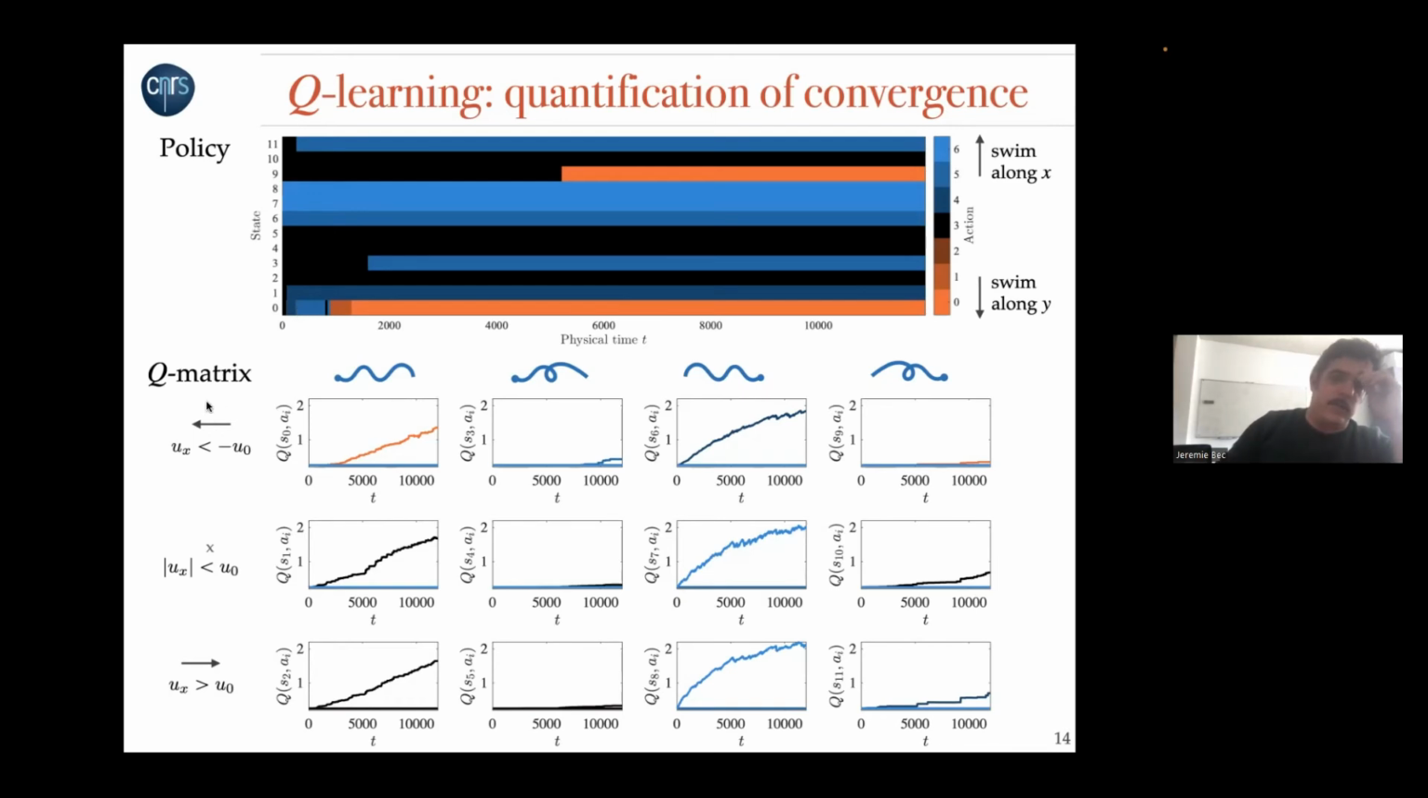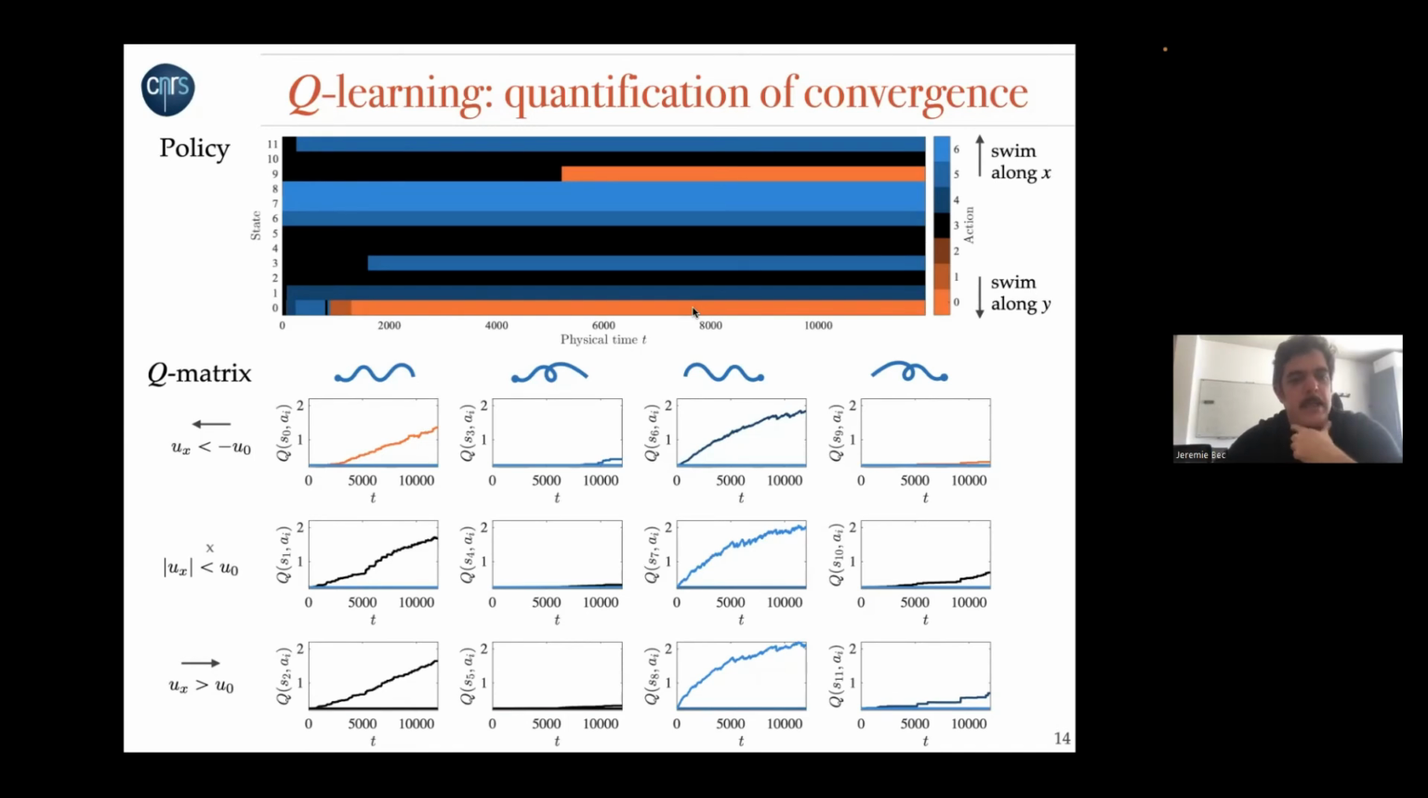Another way to look at the convergence is to look at the values of the Q matrix. I'm sorry, because we have 12 states, we need to look at 12 graphs, and on each graph the 7 actions are plotted. So what you see for instance on this graph, which corresponds to state 0, the first line on this array plot, is that clearly there is one action getting larger than the others, the red one, which corresponds exactly to this red overpassing the other values of Q.